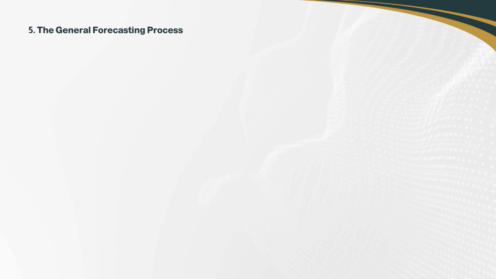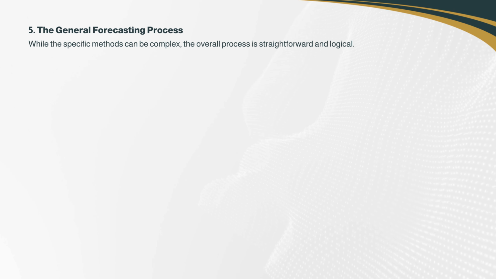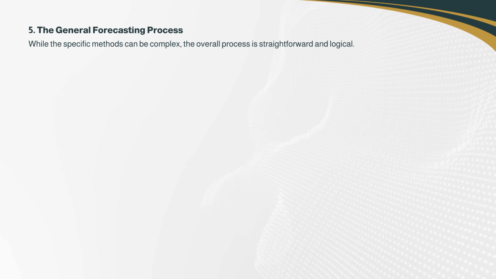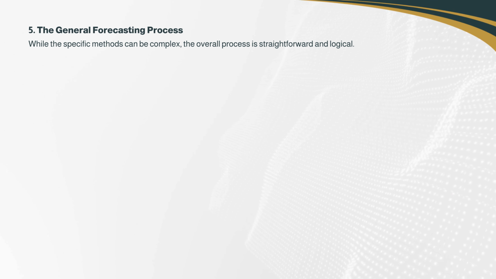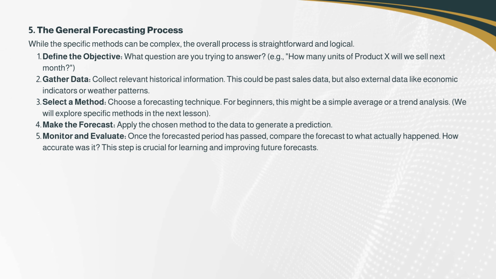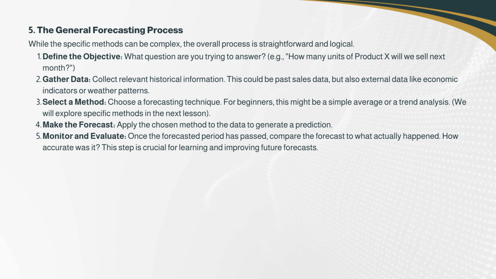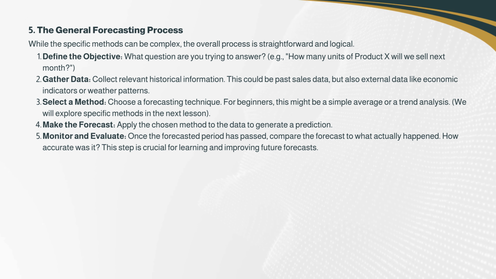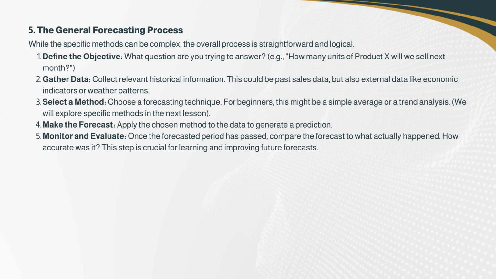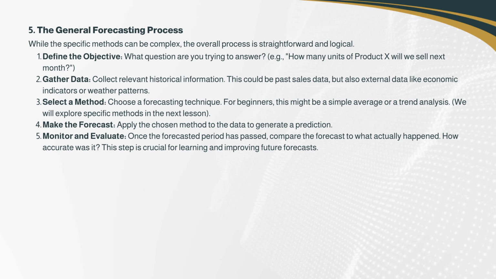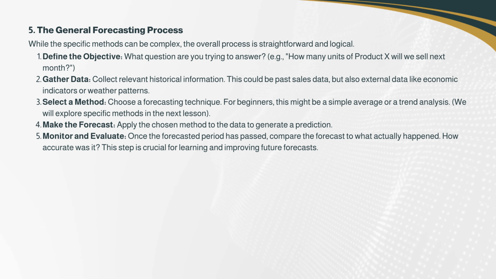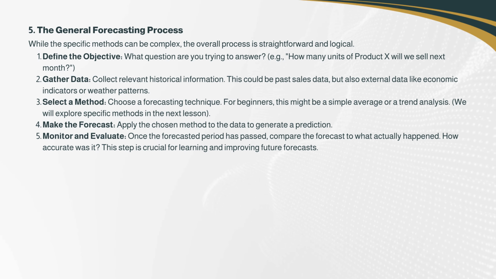5. The general forecasting process. While the specific methods can be complex, the overall process is straightforward and logical. Define the objective. What question are you trying to answer? E.g., how many units of product X will we sell next month? Gather data. Collect relevant historical information. This could be past sales data, but also external data like economic indicators or weather patterns.